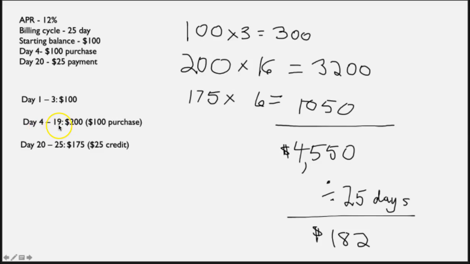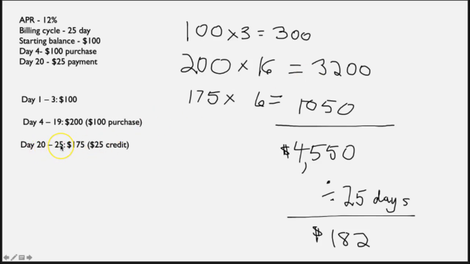How many days was it that the credit card balance was 200? Well, day 4, day 5, day 6, day 7, day 8, day 9, day 10, 11, 12, 13, 14, 15, 16, 17, 18, 19. If you count that on your fingers, you will get a total of 16 days. So the balance was $200 for 16 days. Multiply that out, that's $3,200.